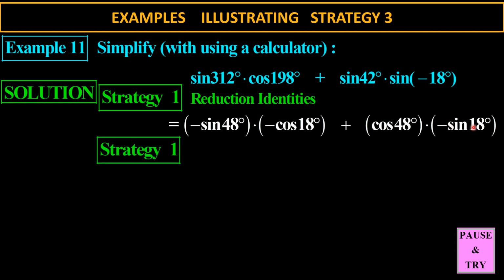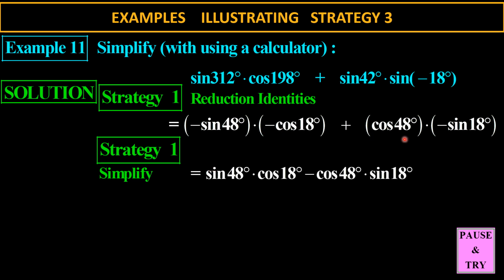Okay, we like to simplify that. So negative times a negative times a negative is a negative, and a positive times a negative is a negative. Right, now if we look at this, we can't simplify further. There's no like terms here. We can't factorize. So we're going to try strategy number 3.